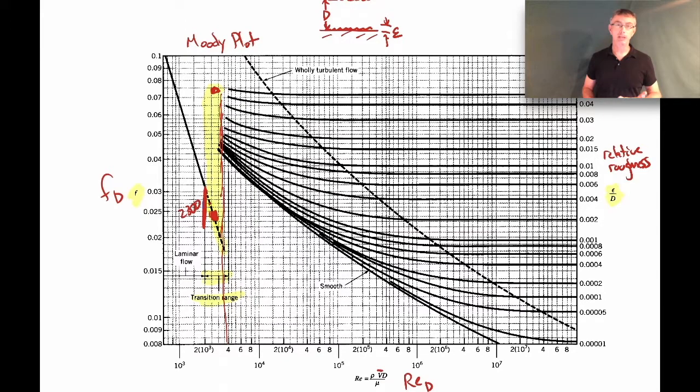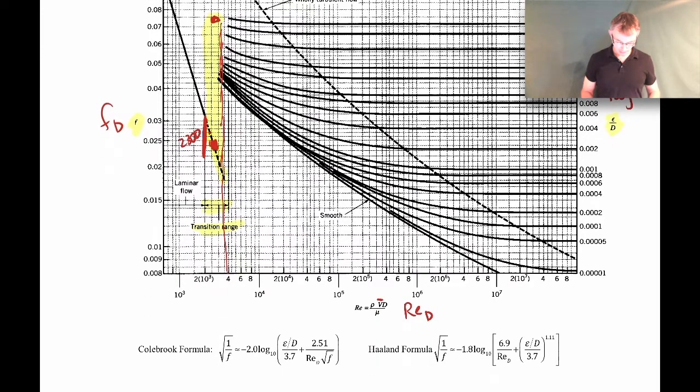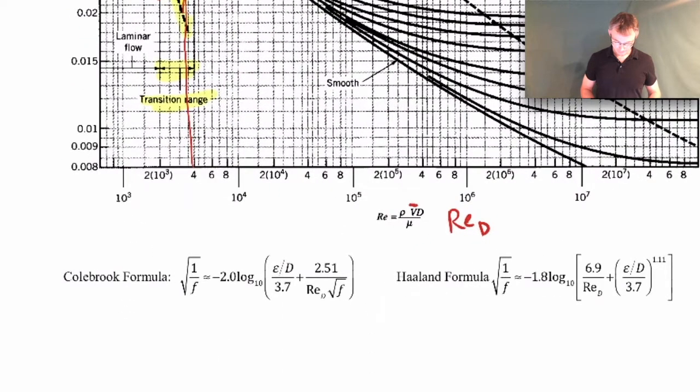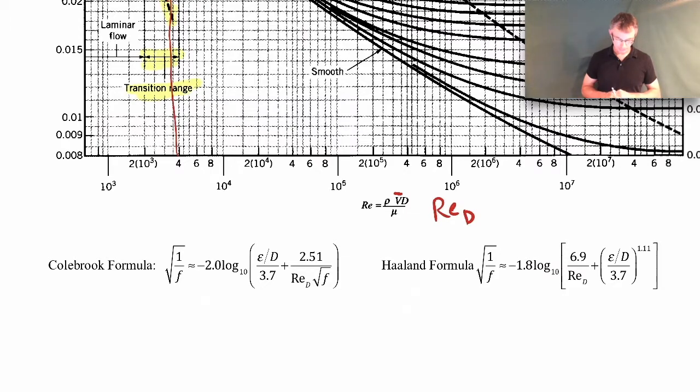If you want to automate some calculations, it's tough to use a plot. And so people have done curve fits to determine what the friction factor is. So you can see these expressions. There's a Colebrook formula and a Holland formula here. These are just curve fits to approximate what's in the Moody plot. Okay, so these kind of curve fits can be incorporated into computer programs and such to allow you to calculate the friction factor in an automated way.